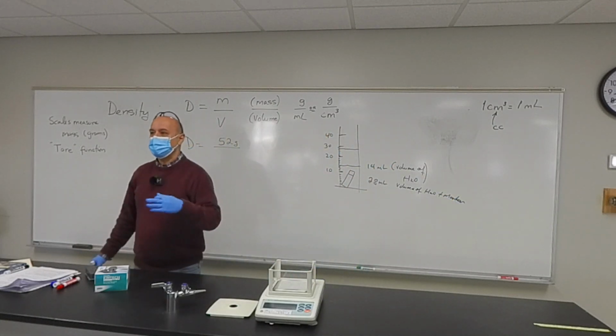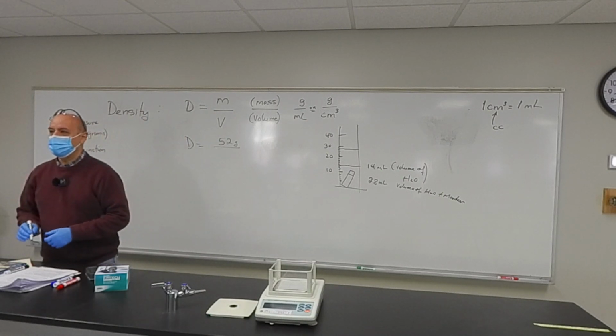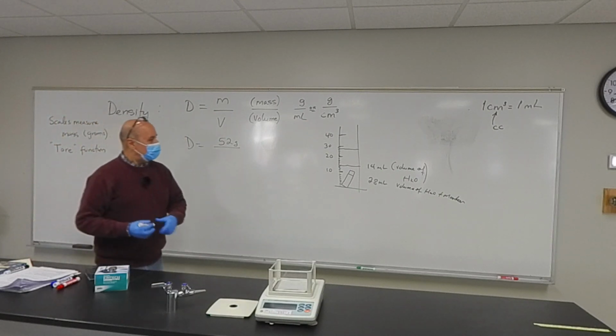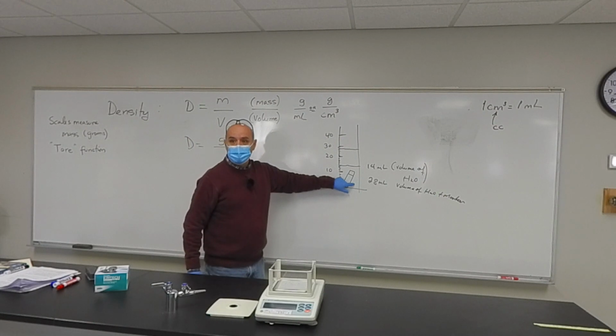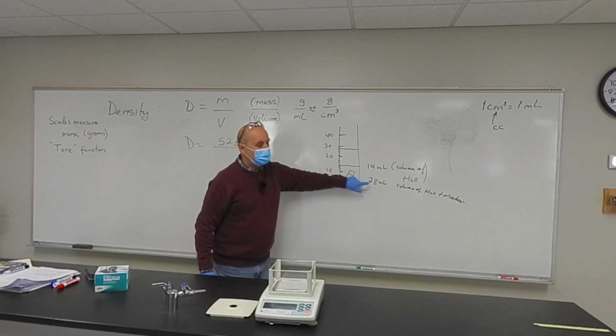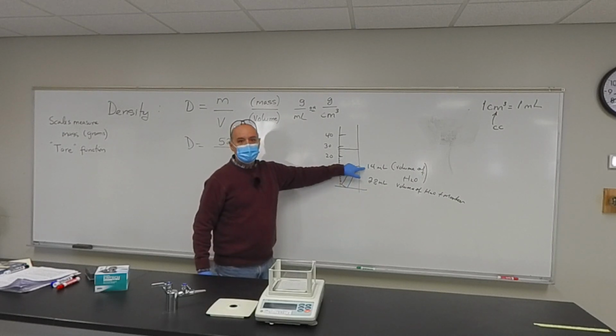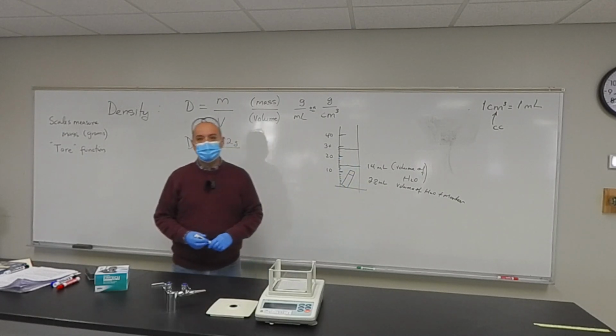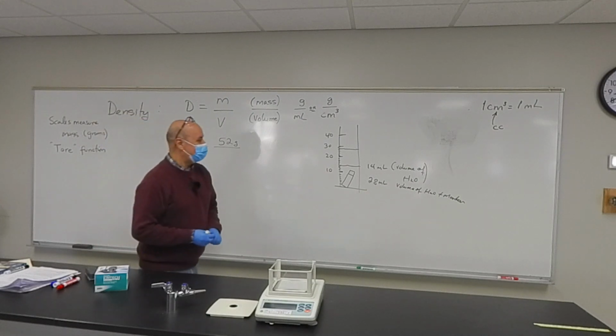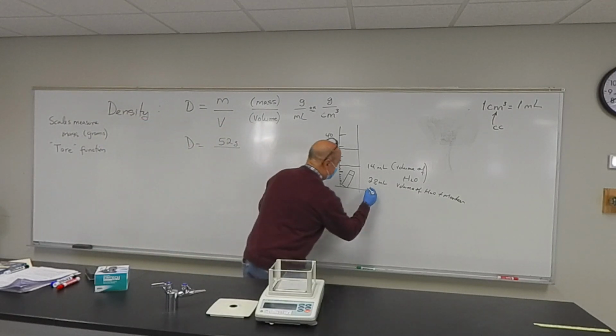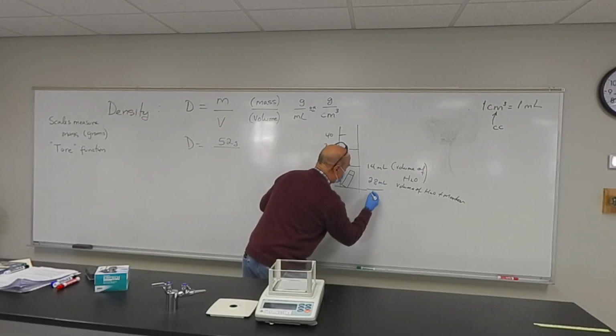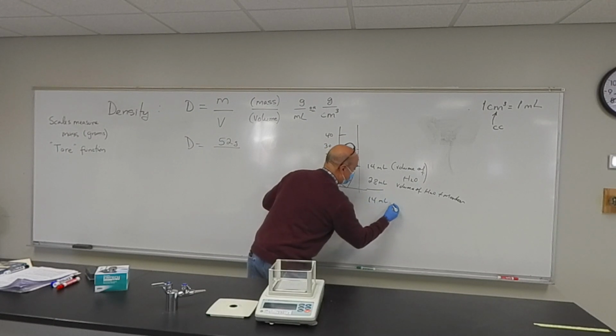So just like the third button, except that this is for volume, what do I do? I subtract the volume of the water by itself from the total volume. So 28 minus 14, oh my, I get 14. I should have used a different number. Well, it is what it is. 28 minus 14 is 14 milliliters. That's the volume of the marker.